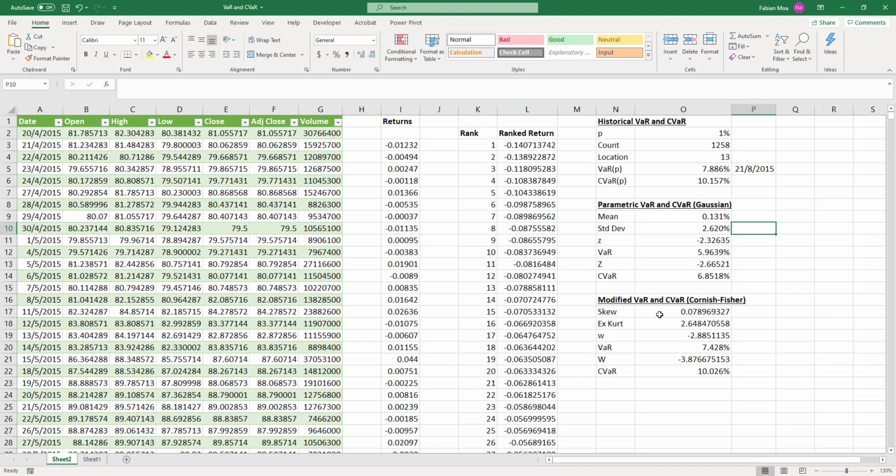Now when we interpret the results under the Cornish-Fisher VaR, we can see that based on the skewness and excess kurtosis that we have built in, over a 1-day period, there is a 1% probability that the loss will be more than 7.428%, and if the VaR is exceeded, then the average loss will be 10.026%.